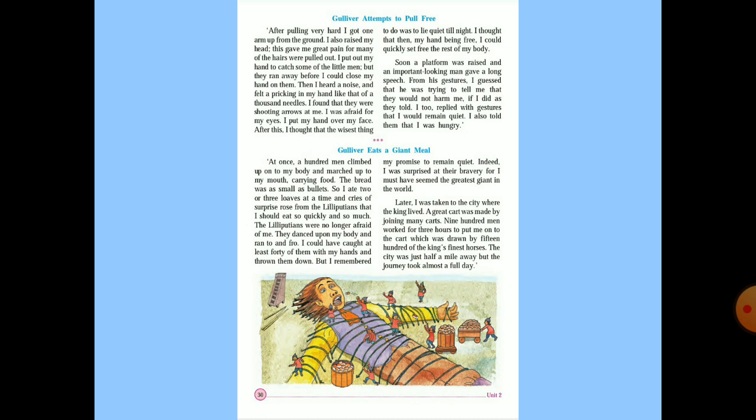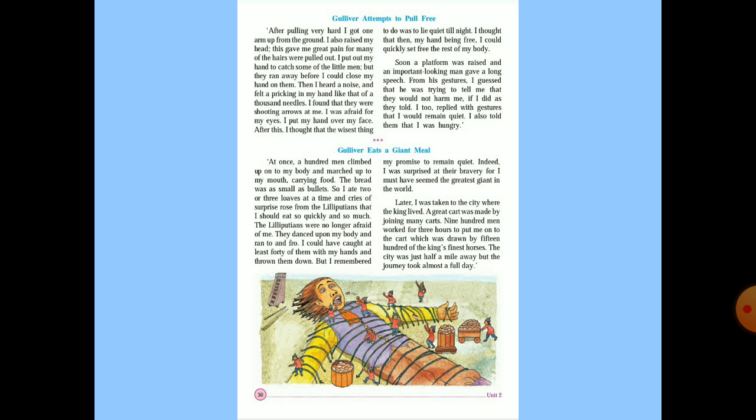After some time, a platform was raised. Why? To talk with Gulliver. A man was there to talk, but that was not actual talk; he was trying to tell something through his gestures. From those gestures, Gulliver understood that if he did not harm them, they also wouldn't harm him. So he would remain quiet. He also told them that he was hungry. Gulliver eats a giant meal. Giant means very big, or here giant meal means a very large quantity.